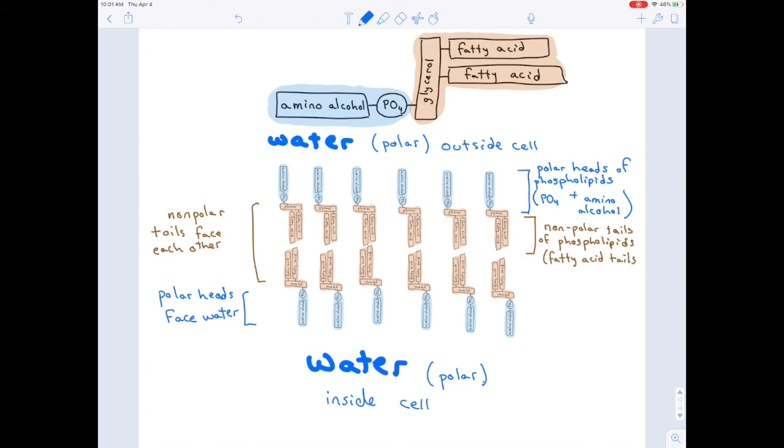And so that's how these form a bilayer. The two layers, you have one layer of phospholipids, a second layer of phospholipids, two. So that's two layers, that's a bilayer.